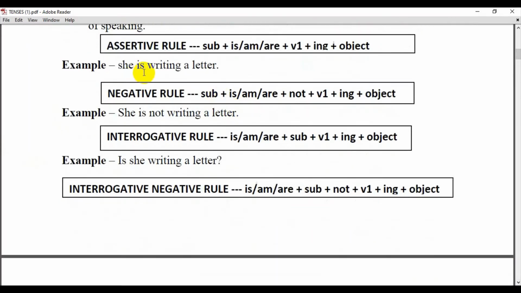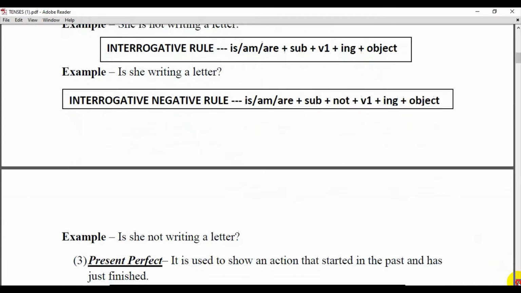Here, of course, we need the verb to be, is or are or am, and the verb with the ing form. Inshallah, also I'm going to explain it later with a separate lecture.